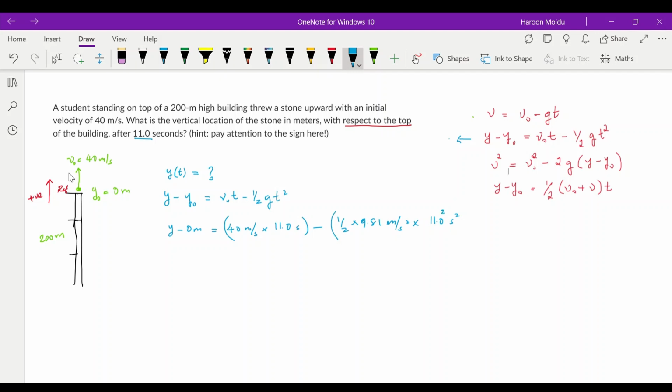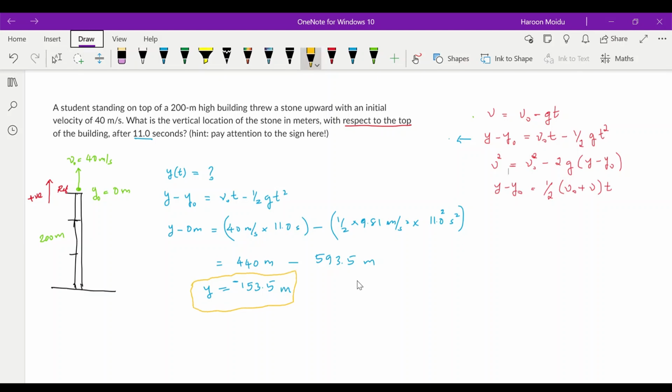So that becomes, the seconds cancel, so 440 meters minus 0.5 times 9.81 times 11 times 11, which is 593.5. The seconds squared get cancelled, so it will be meters. So that is y equals negative 153.5.